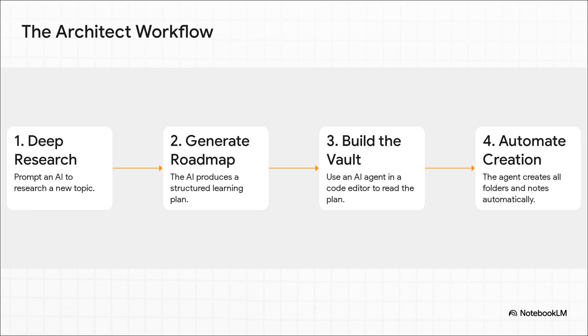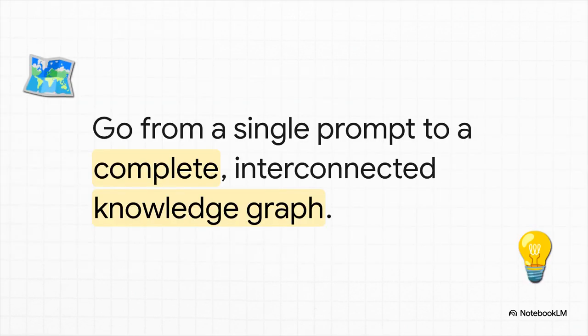First, you tell an AI like Gemini to do a deep research pass on your topic. Step 2, it spits out a super detailed learning roadmap in Markdown. Now, here comes the genius part. You take that roadmap and give it to an AI agent that's hooked into your vault. And then you just watch. The agent reads the plan and just builds the whole thing. Folders, main index notes, dozens of smaller notes, all with the links already in place. It's incredible. And this is the end result.